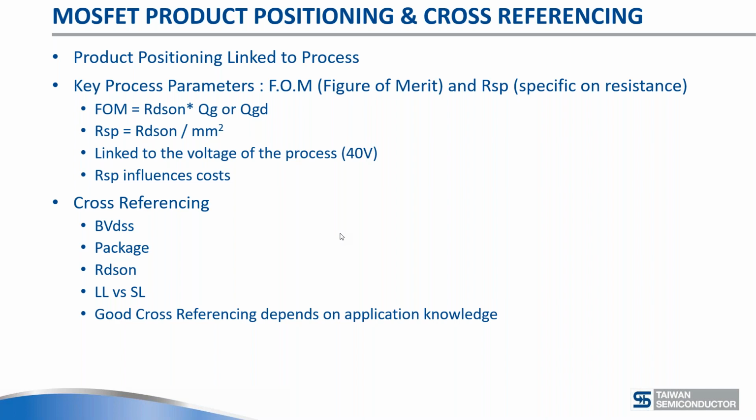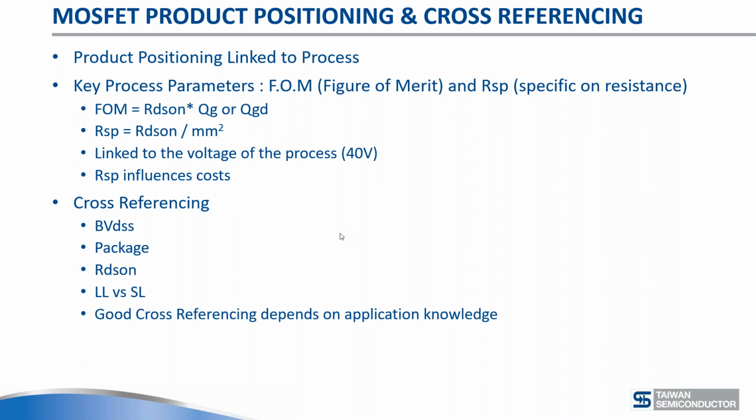But obviously, you might also reduce the RDSON per square millimeter by making the process more complex here. So those are all trade-offs you need to know. And then, of course, all these figures are linked to a specific voltage, so 40 volts, 60 volts, and things like that. If you go to a different voltage, these figures are completely different. That's why when you cross-reference the MOSFET, the first thing you do is match the voltage.